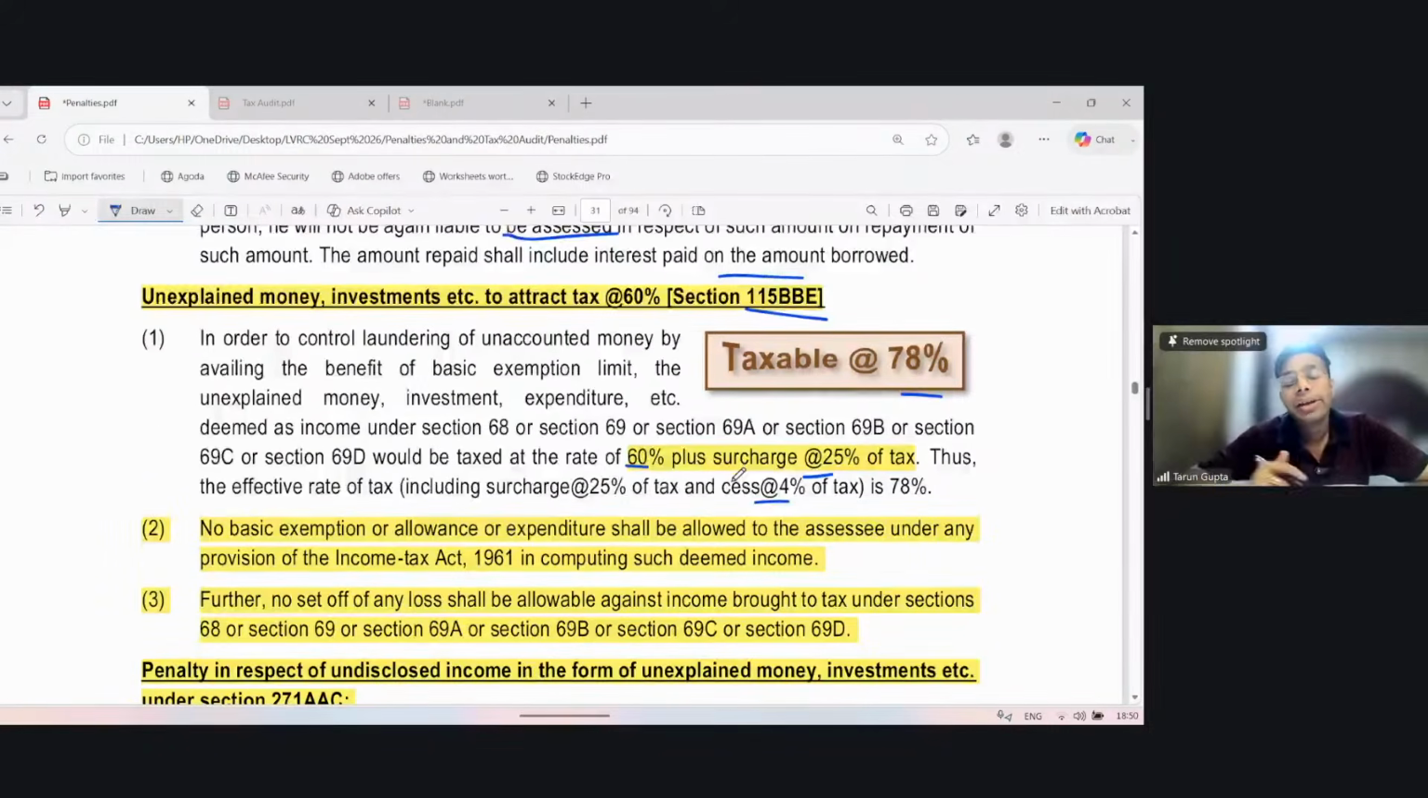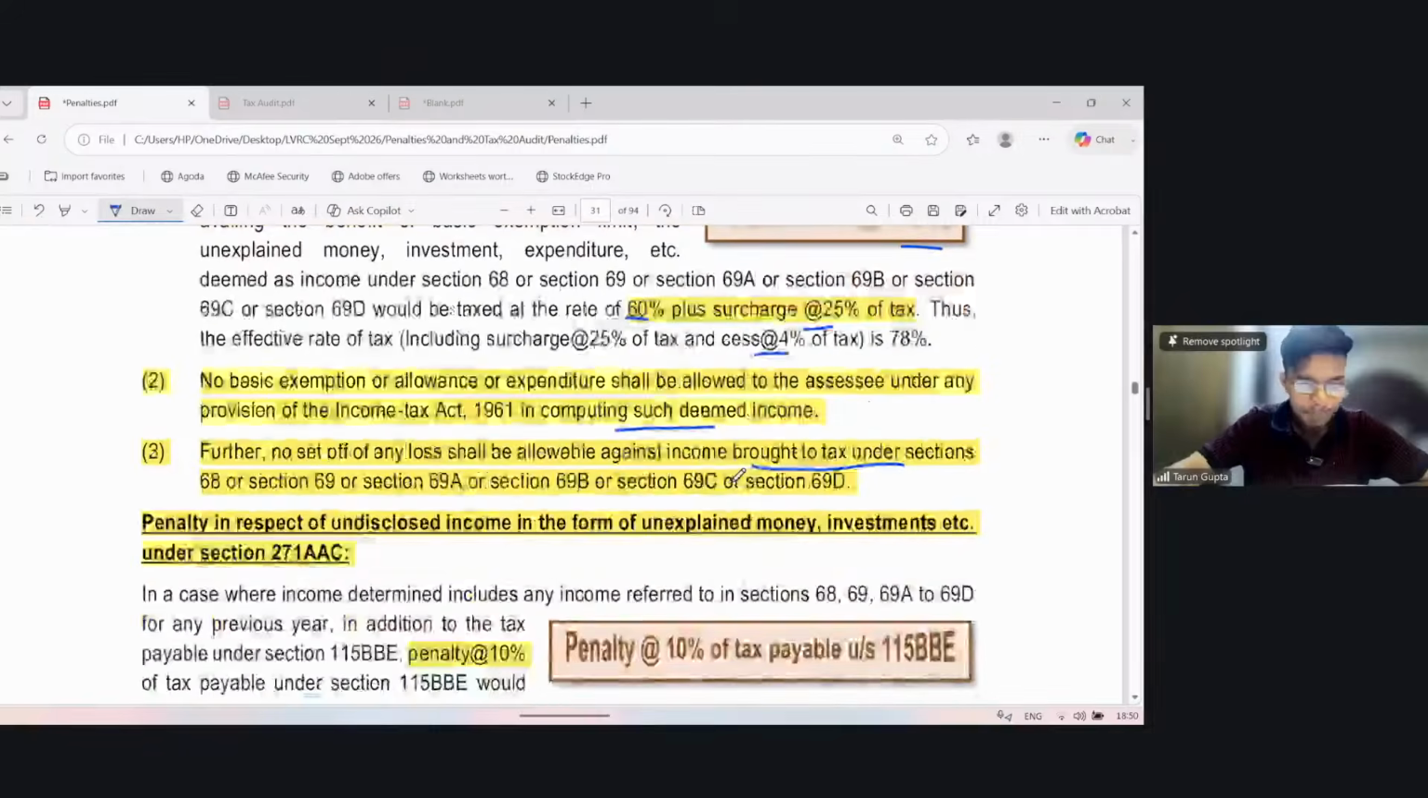Also, against this income, no basic exemption or allowance or expenditure is allowed to the assessee under any provision of the Act in computing such deemed income. Further, no set-off of any loss shall be allowed against income brought to tax under this section. So these incomes are taxed flat at 78%.